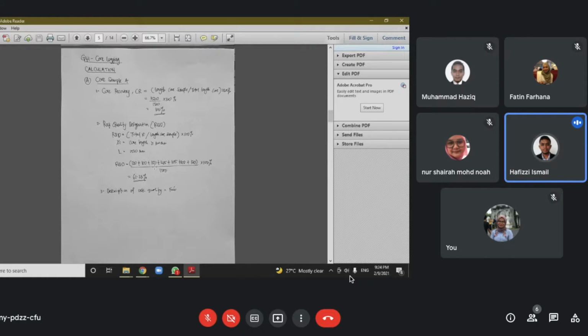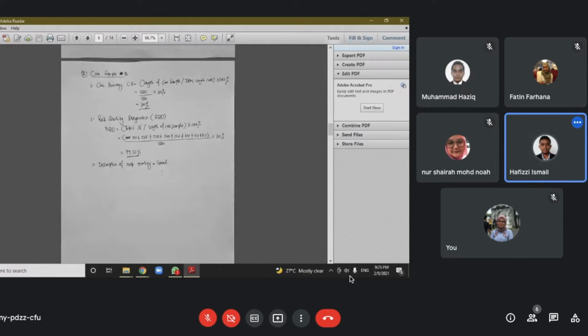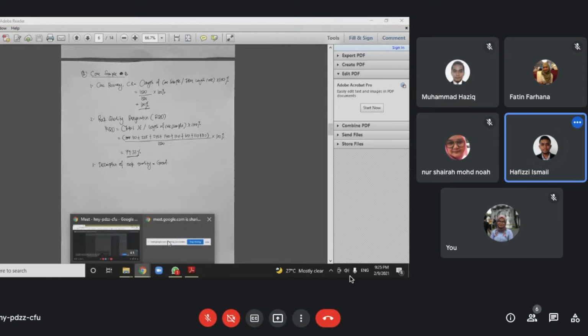For sample B, the calculation is the same as sample A. So that's all from me. I would like to pass to my other teammates. Thank you.